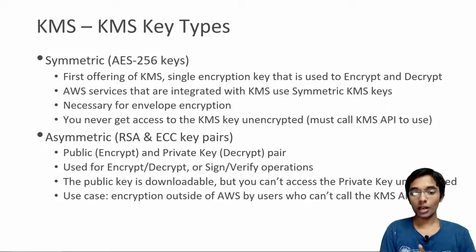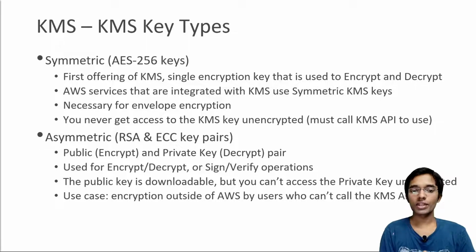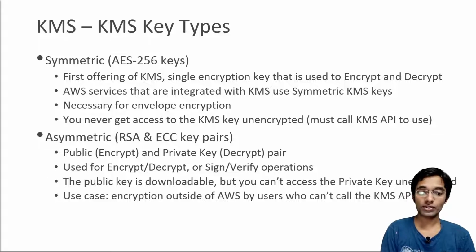So in KMS, you have two types of keys. You have the symmetric keys and the asymmetric keys. The symmetric keys were the first offering of KMS. It's a single encryption key that is used to encrypt and decrypt information, and all the services that are integrated with AWS KMS use symmetric KMS keys. It's necessary if you want to do envelope encryption, and you never actually get access to the KMS key itself unencrypted. You must send data into KMS, and use the KMS API call to use it.